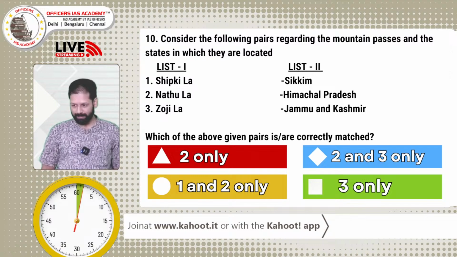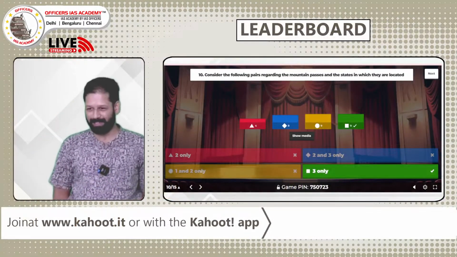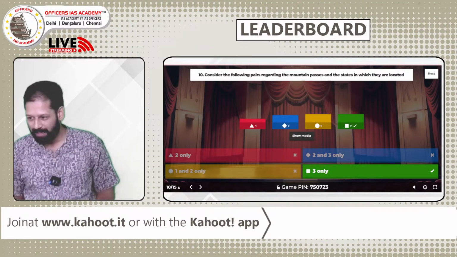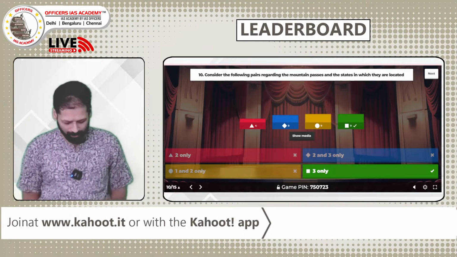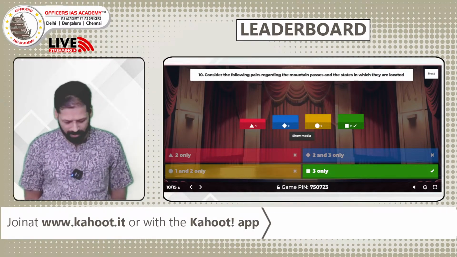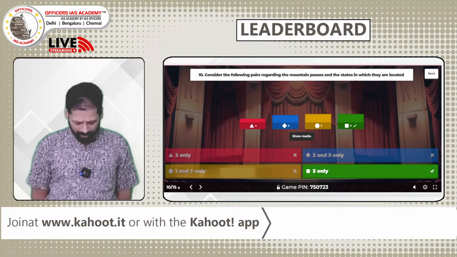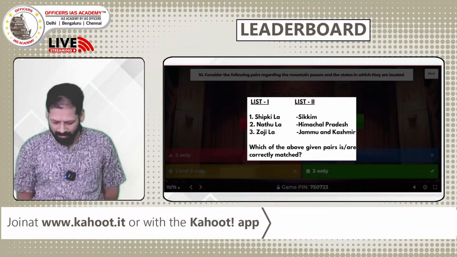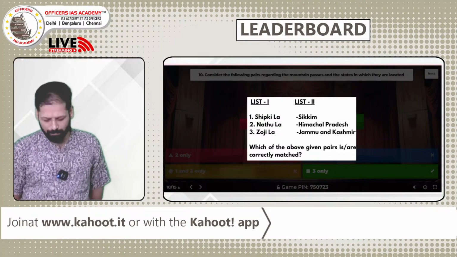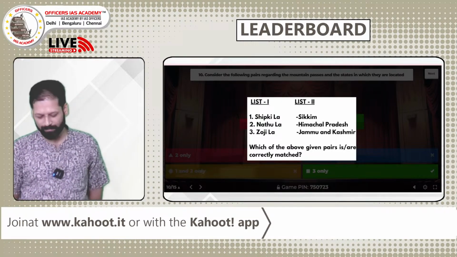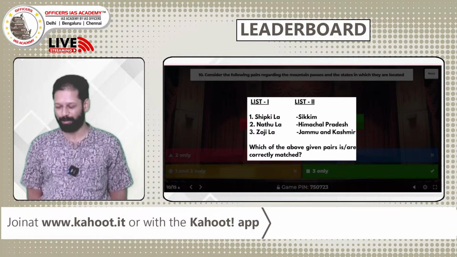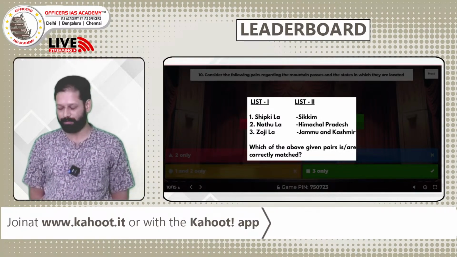Let's see if the answers are up. Again, a split verdict like I expected. This is going to change the equation in the leaderboard. Answer to the question is D. Only the third one has been correctly matched. Zojila is very well in Jammu and Kashmir. Shipkila is in Himachal Pradesh. And Natula is a mountain pass in the Himalayas connecting Sikkim with the Chumbi Valley of the Tibetan Plateau in China. Very, very strategic passes of the Himalayas.